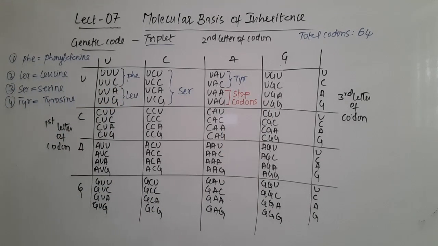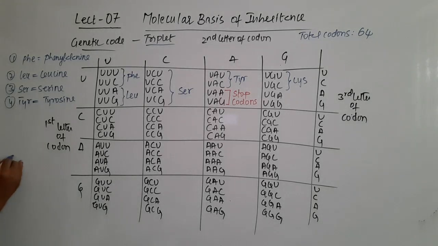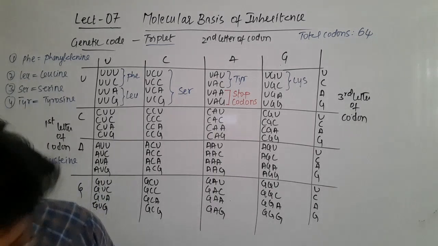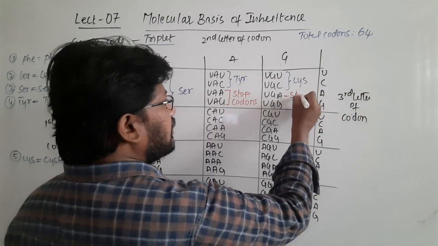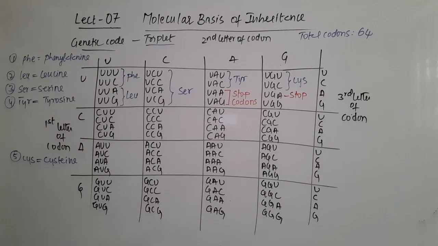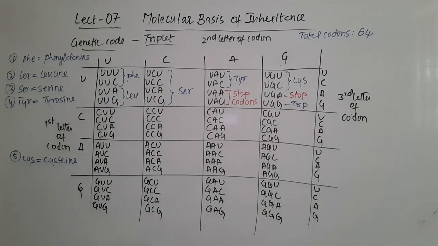The next one, these two will be coding for cysteine. So they code for cysteine. CYS stands for cysteine. Then below that, again we have a stop codon. The UGA is a stop codon. It doesn't code for any amino acids, right? Then below that we have TRP. So this UGG codes for amino acid called TRP. So that stands for tryptophan, stands for tryptophan amino acid.